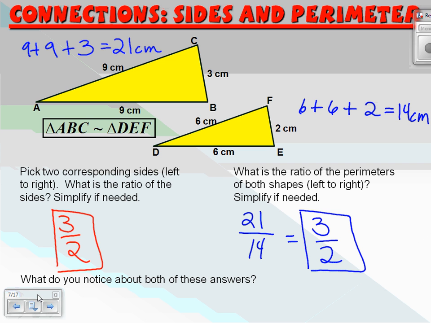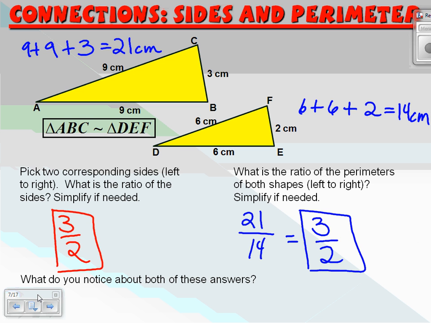Let's see if this is the same as what we did on the previous slide. I found out that the ratio of two sides is 3 to 2. Now, after I calculated the perimeters of both shapes, I found out that the perimeters is also 3 to 2 after I've simplified. So what's the answer to the bottom question?